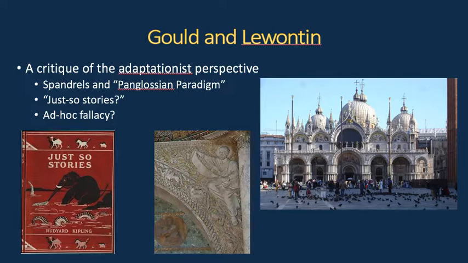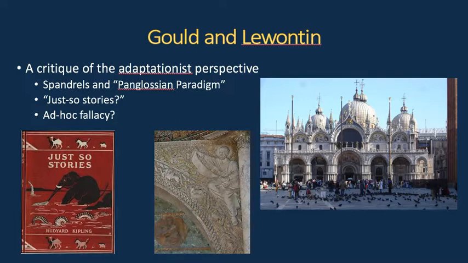Okay, so another term that comes up in the article is the term just so stories. In science and philosophy, the term just so story is used as a pejorative, as a negative, to refer to an ad hoc fallacy. So it's a kind of invalid reasoning, and it's a criticism. Basically, a just so story is an unverified narrative explanation for a biological trait. The phrase was actually popularized by Rudyard Kipling, who wrote a collection of stories for children called Just So Stories.